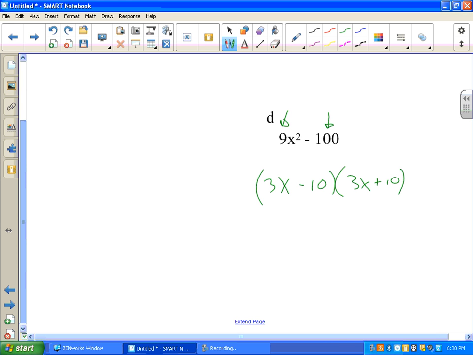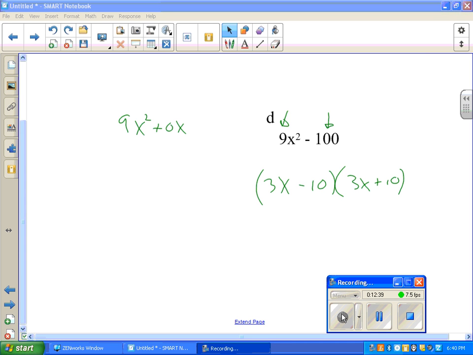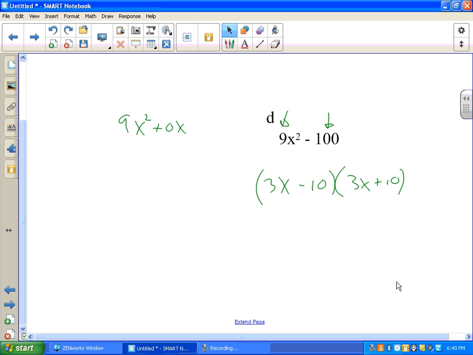Why does this work? Well, I said this was a special trinomial. 9x squared plus 0x. Sorry for that interruption. I'm not quite sure where we were, but let's just back up a little bit and say that this is a special trinomial where the linear term is 0. So we have 9x squared plus 0x minus 100. I say it's a special trinomial because that's 0. 0 times anything is nothing, so that's why it's missing in that part.